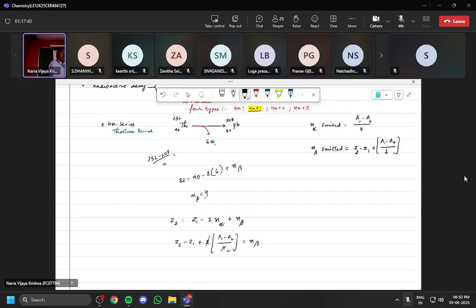This is 90. How many alpha particles have gone? 6 alpha particles gone, so the atomic number should decrease by 12. 90 minus 12, instead of 78, I got 82. It means there is an increase of 4. 4 increase means 4 beta emitted. Correct or not? Any questions in this?